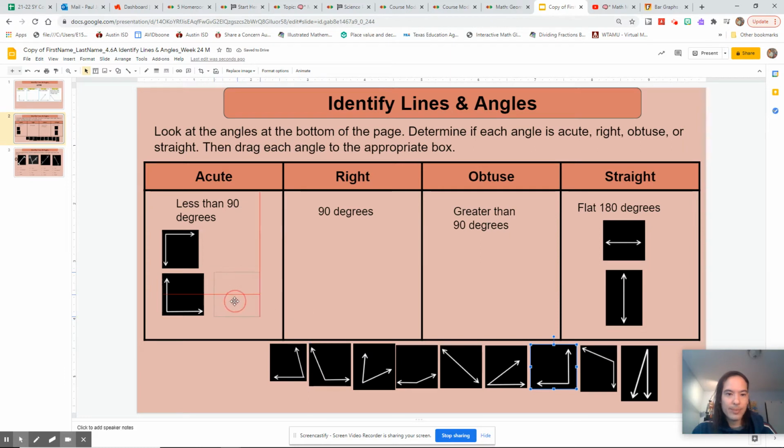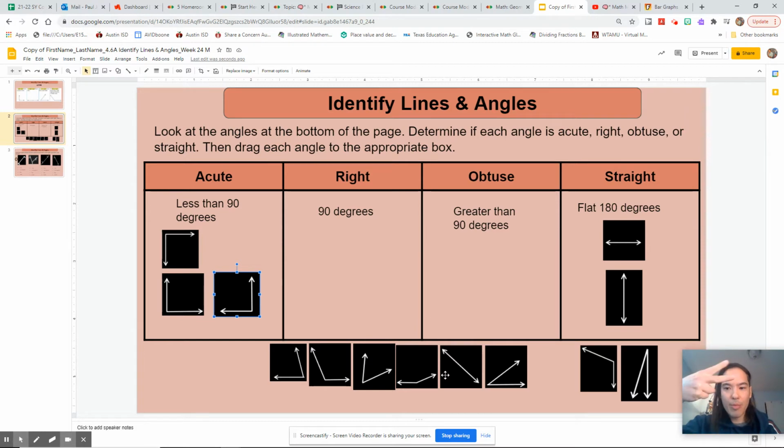Oop, here's another one. Is that it? Does anyone else see any 90-degree angles left? I don't either. I think all we're left with are acute angles and obtuse angles. All right. So remember, an acute angle is smaller than 90 degrees.